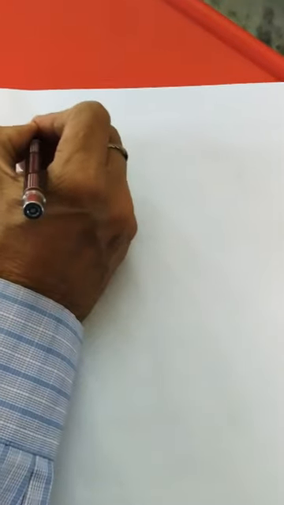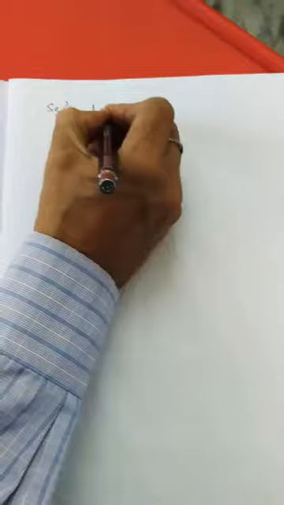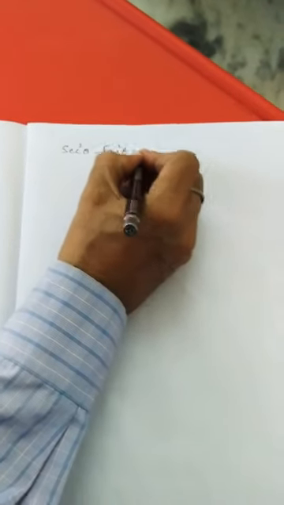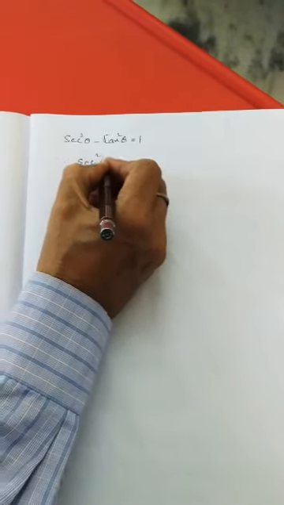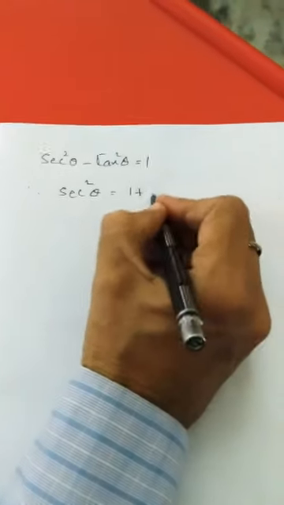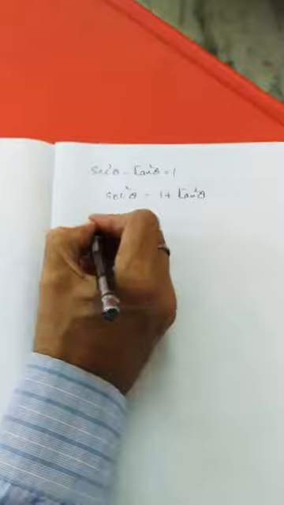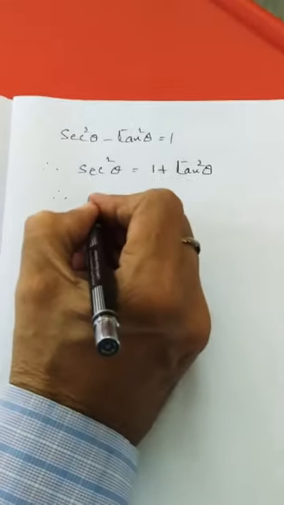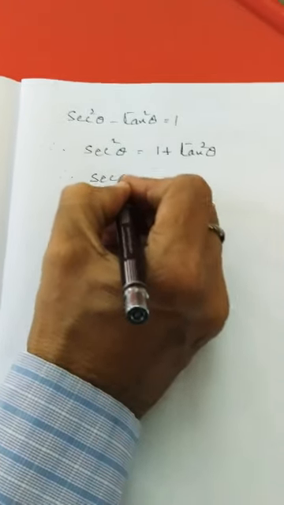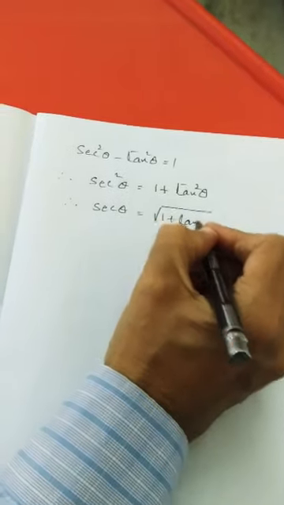From the identity we learned secant square theta minus tan square theta is equal to 1. Therefore, secant square theta is equal to 1 plus tan square theta. If you bring minus tan here, this will become plus tan. So secant square theta is equal to 1 plus tan square theta, and also secant theta is equal to under root of 1 plus tan square theta.